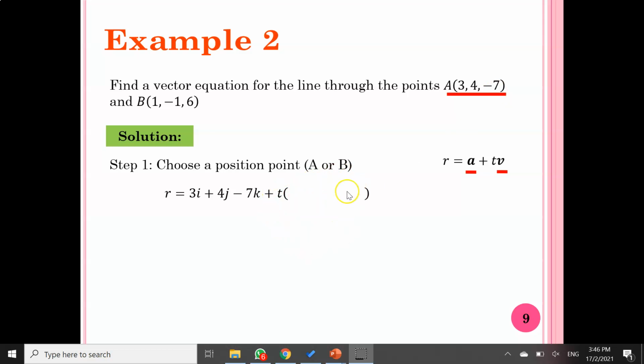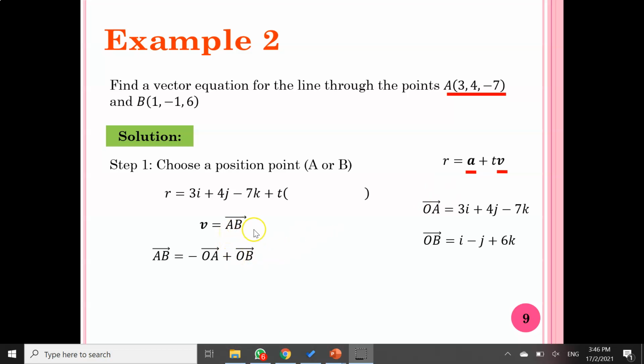And you need to find your v over here. We don't have to use both A and B, but we're going to need B to find our direction vector. So we need to find v, of course, using this formula, r equal to a plus tv. Okay, v is actually given by vector AB. It is a position vector, right? So it is given by A to B.